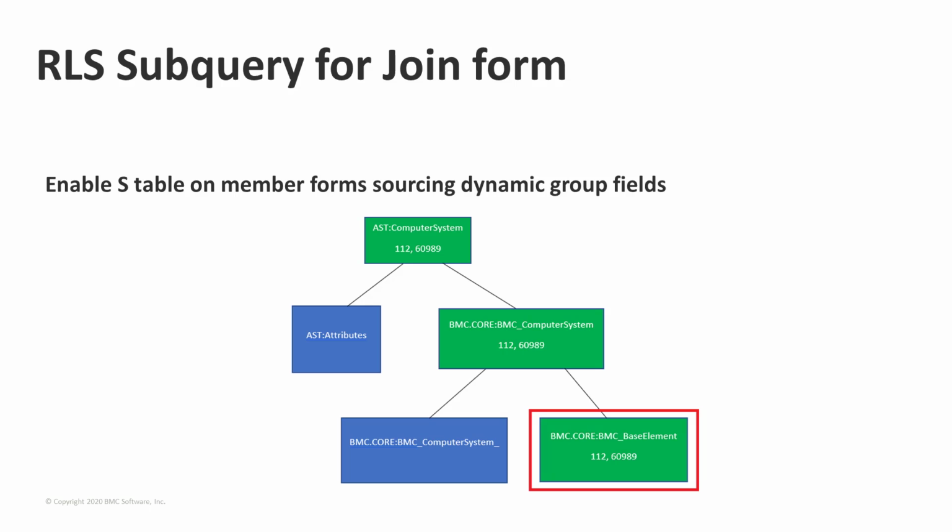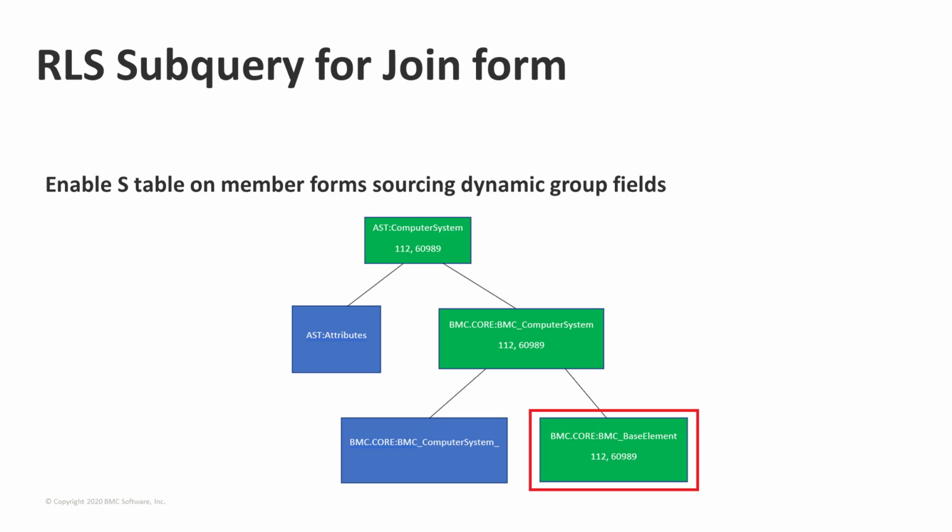Let's see how to enable this new implementation for a join form. As a join form does not have its own data table, there is no option to enable or disable the security table on a join form. Data for the join form comes from the underlying member forms. So to use this new implementation for a join form, we have to depend on the S tables of the member forms.